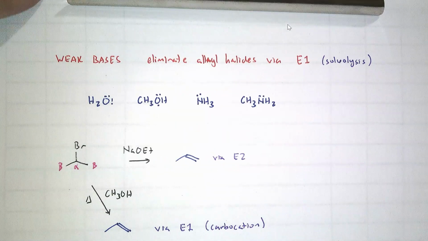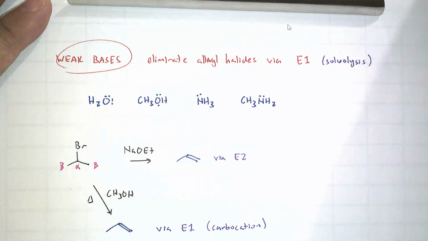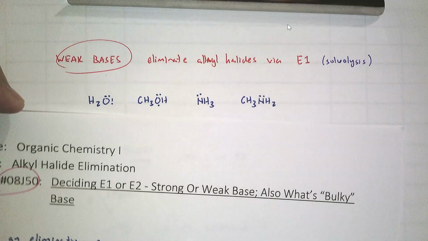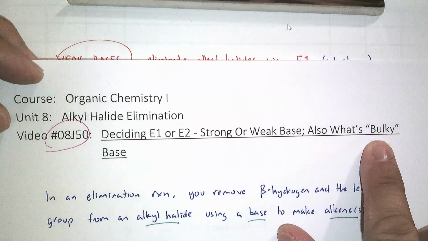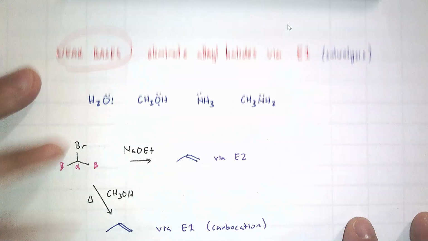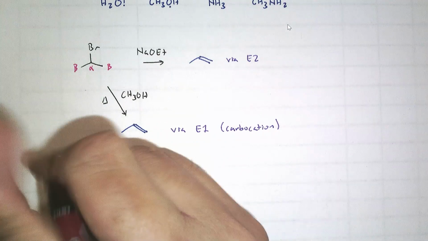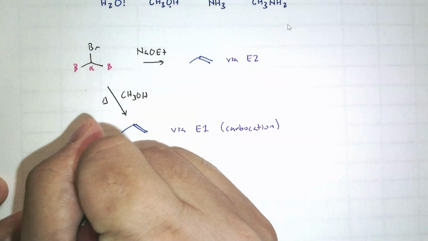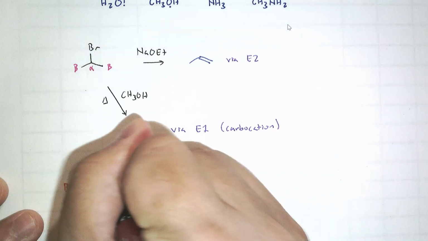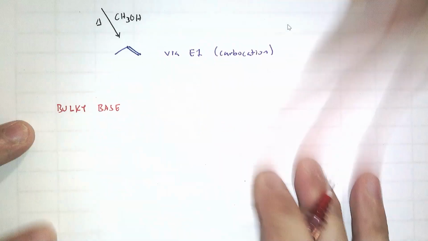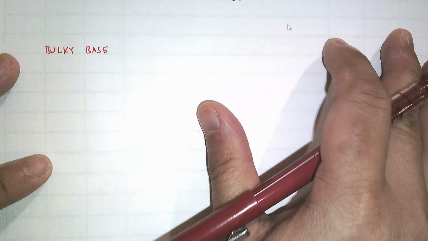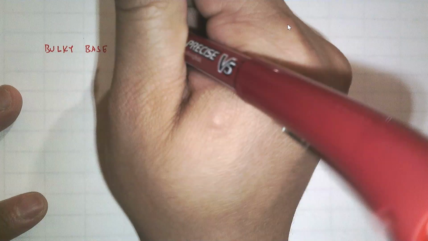Weak base. One last category, and it's a special type of strong base, and it's called a bulky base. Bulky meaning crowded, heavy, I guess. Let me show you some examples. These are interesting. They're specially made to do an E2 reaction, but to give us a different product than what we expect. But let me show you some examples first.